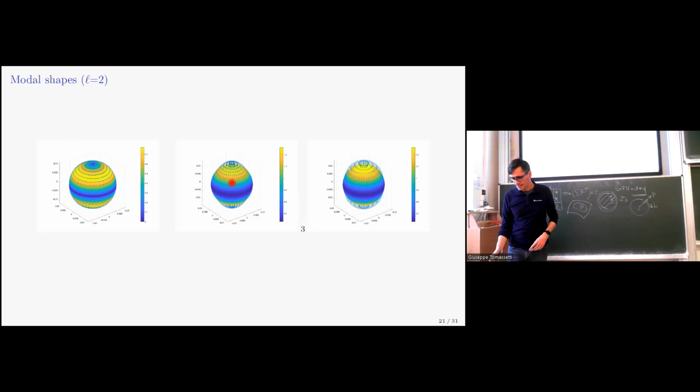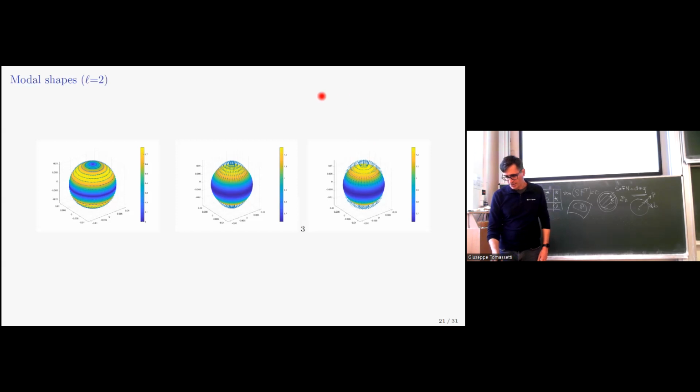The second mode is a mode where the sphere is elongating along one axis. It's going like this. And so you see that the vector field is pointing to the north in this part and to the south in the opposite part. So it's like squeezing. And the last one is instead a breathing mode, where essentially the ball is expanding and contracting. Just to give an idea of what these modes look like.